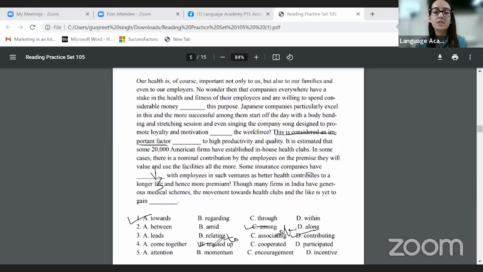Though many firms in India have generous medical schemes, the movement towards health clubs and the like is yet to gain dash.